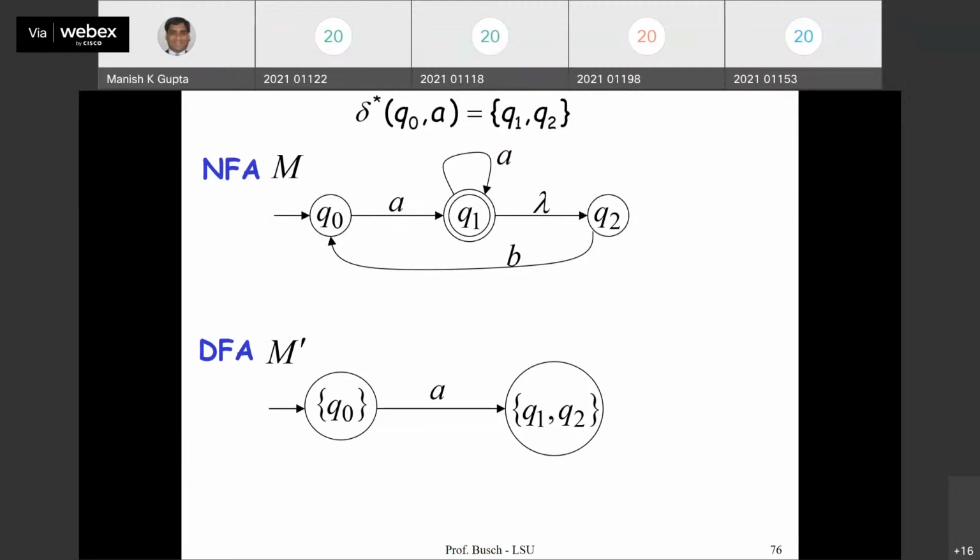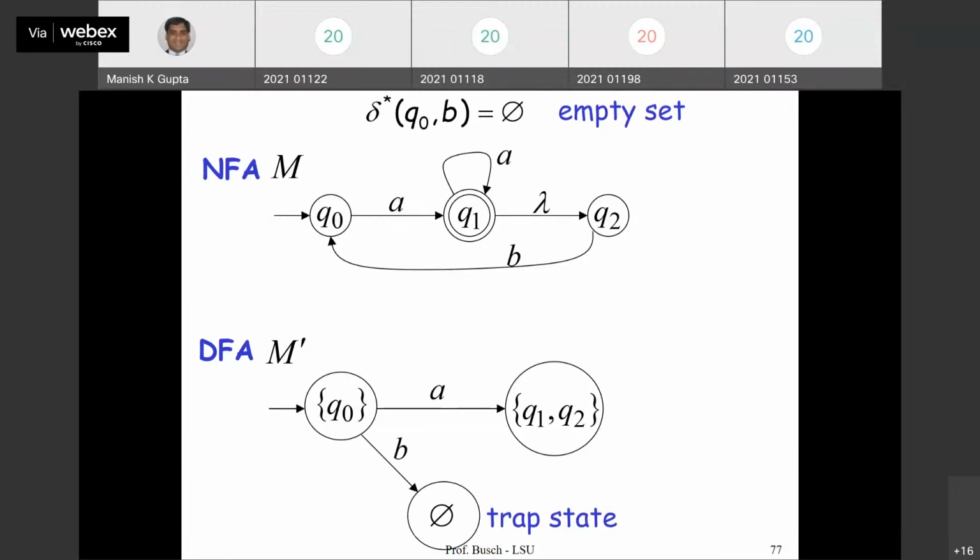Now, is it complete? No, because I need to tell what will happen if I receive B. So B is missing. What should we do? Okay, add a useless state below, a trap state, phi. If I receive B, you go here. If I receive A, we go here. Still, it is not complete, only half of it. Now what do we do?